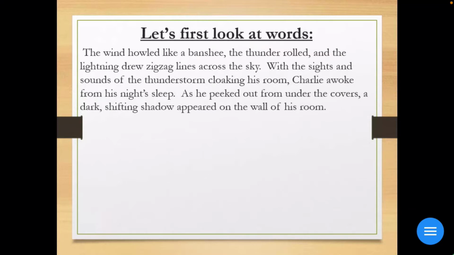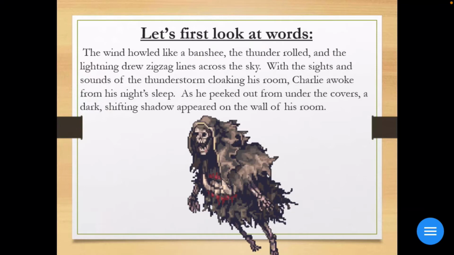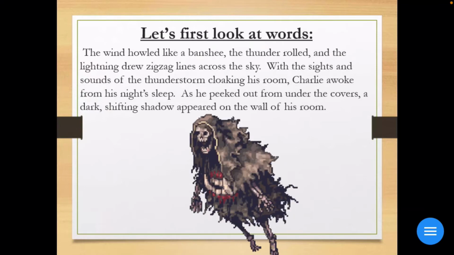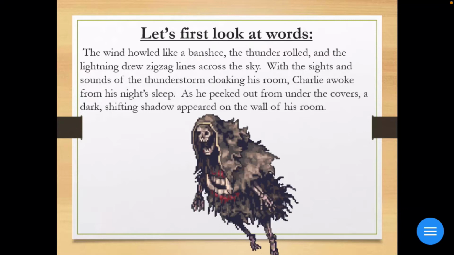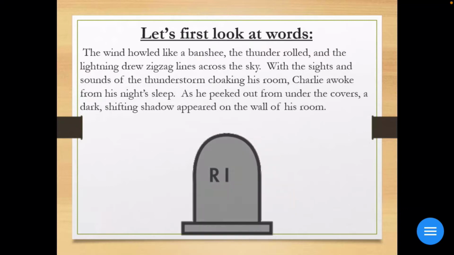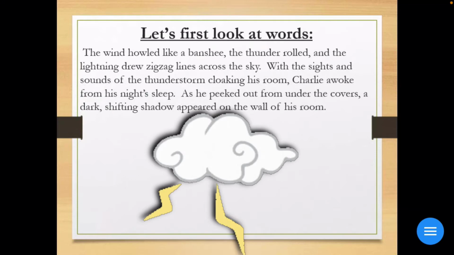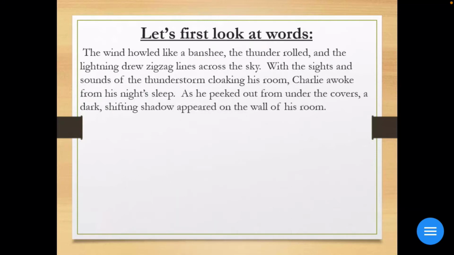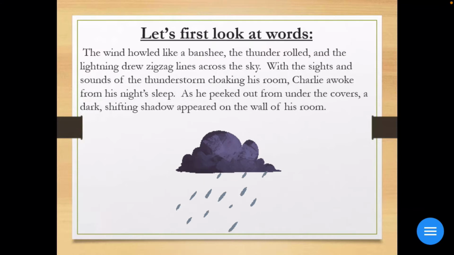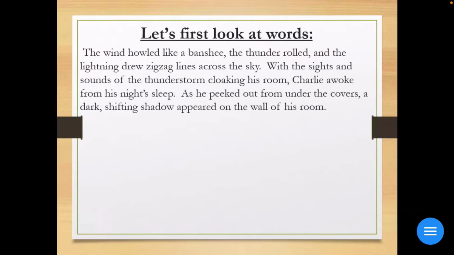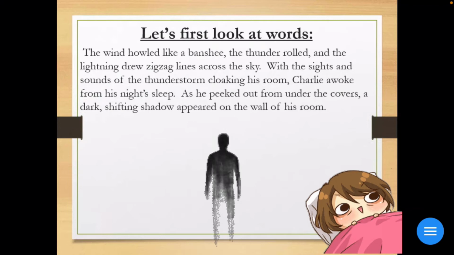Here's our first one. "The wind howled like a banshee. The thunder rolled, and the lightning drew zigzag lines across the sky." If you don't know what a banshee is, it's from an old Irish legend. It's of a ghost-like specter woman, and if she screams, then you know that you're going to die. Very spooky. All right, so we know that the lightning drew zigzag lines across the sky. "With the sights and sounds of the thunderstorm cloaking his room, Charlie awoke from his night's sleep. As he peeked out from under the covers, a dark, shifting shadow appeared on the wall of his room."